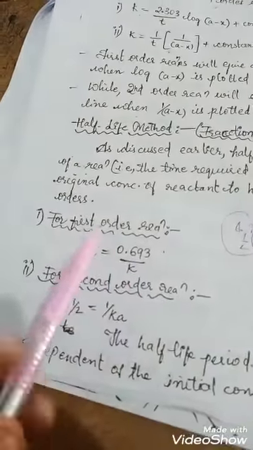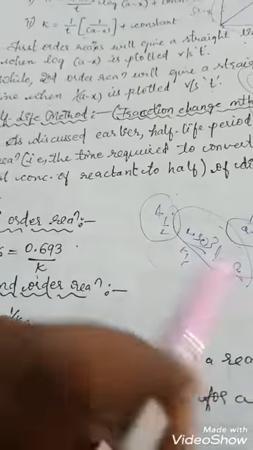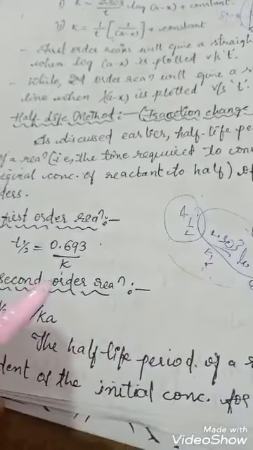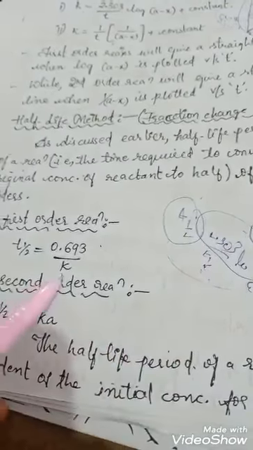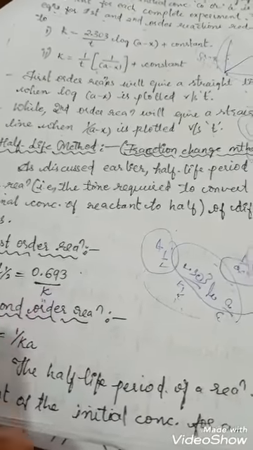So for a first order reaction, what happens? T half equals 0.693 by K. We can take this total reaction, and in that we can take half solution. T half equals 0.693 by K.